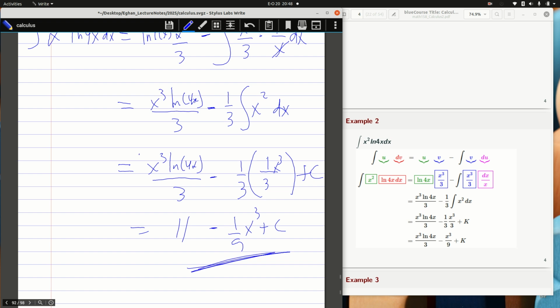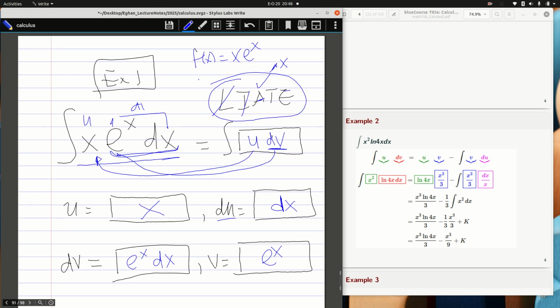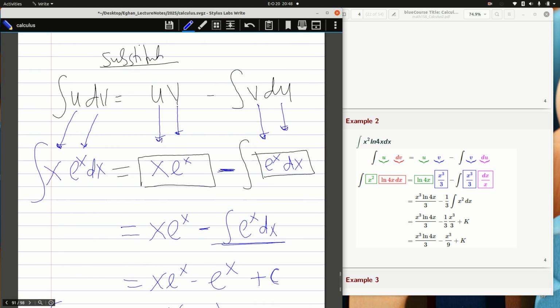So it means that the integral of x squared ln 4x dx, which we were looking for, is actually this. Let me go back to example 1 and then rewrite the final thing. Well, yeah, okay, so I have it here.